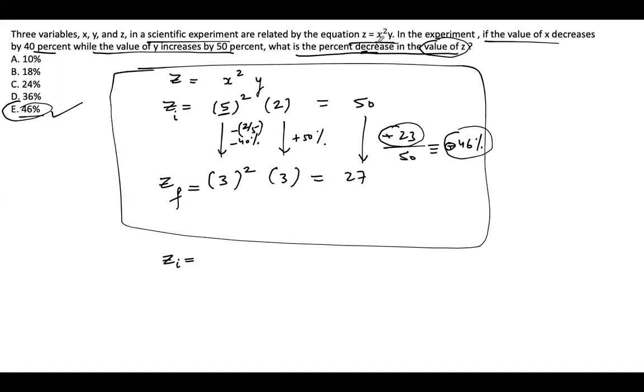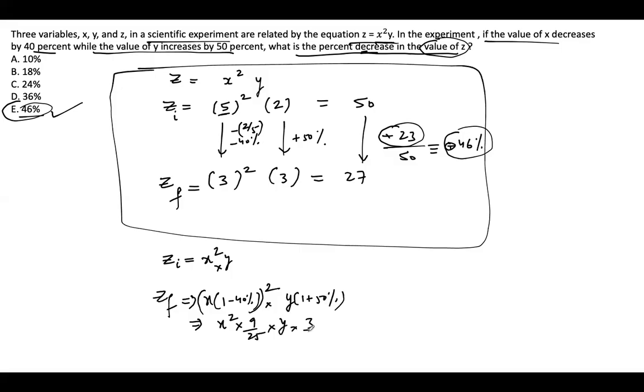initially you have this. Finally, what's happening? X decreased by 40%. So x into 1 minus 40%, so 3 by 5, whole square. Similarly, y increased by 50%, y, then you need to solve. You want me to solve? Let's say this would be x square. This is 2 by 5. 1 minus 2 by 5 would be 3 by 5, which is 9 by 25. 1 plus 1 by 2 is 3 by 2.